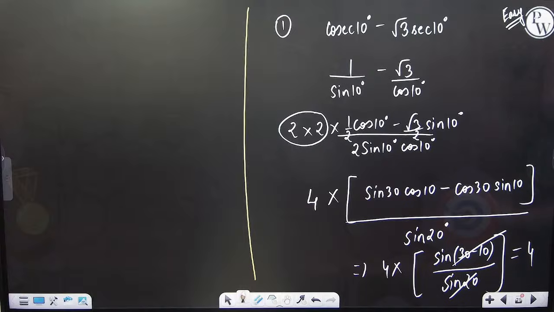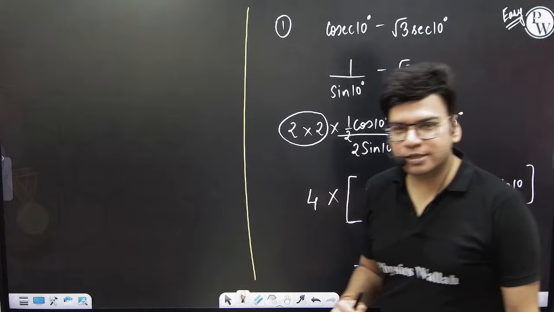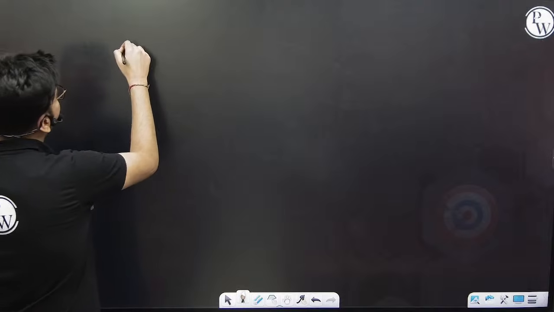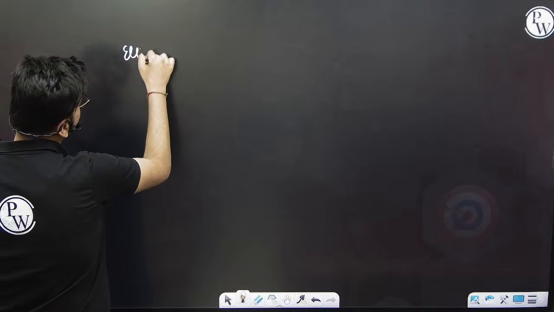So this is my first question. So this was an easy question, I suppose. Now moving on to the next question. So this question is of conic sections. So I am given an equation of an ellipse.